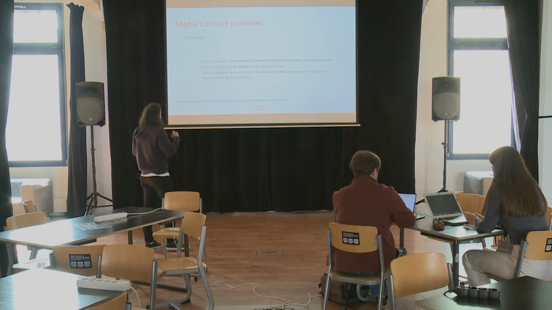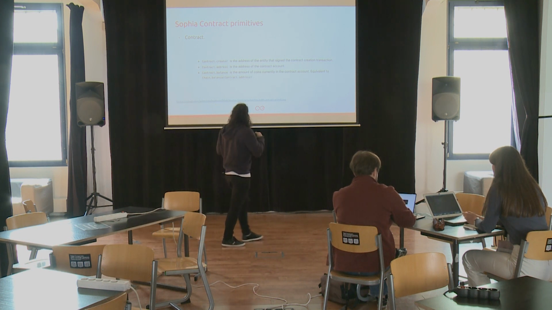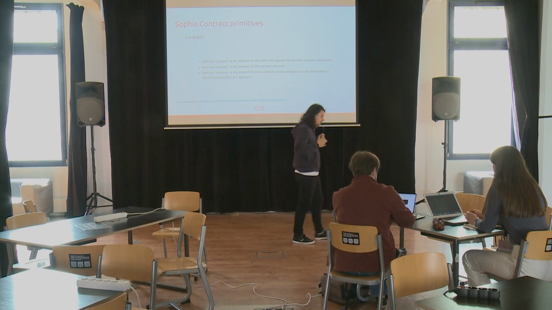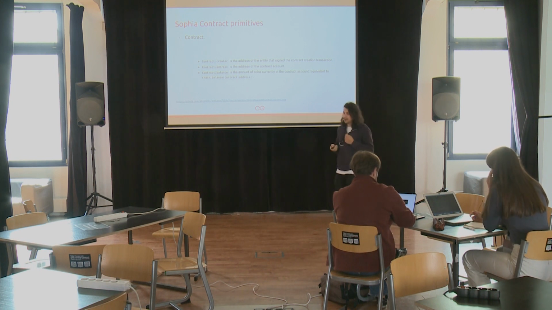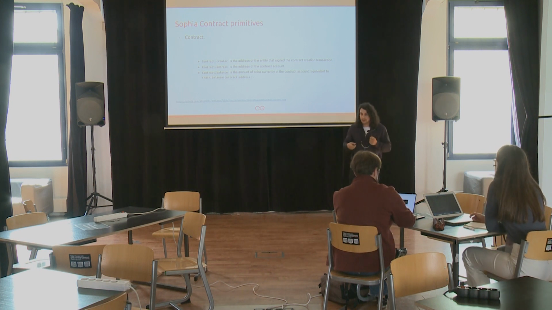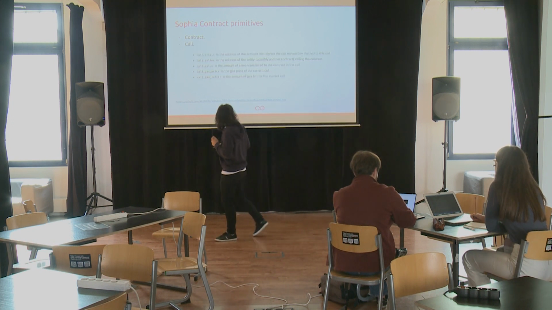We also have these primitives for contract. We can check who is the creator of the smart contract, what is the contract address, and what is the current balance of the smart contract. If somebody sent some AE tokens to the contract, we can check it from here.